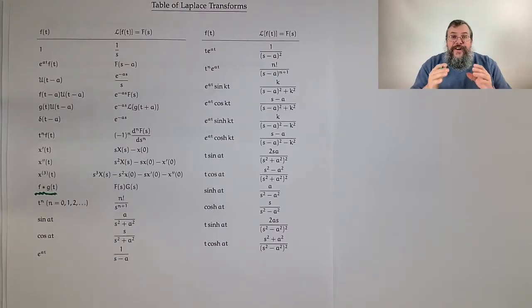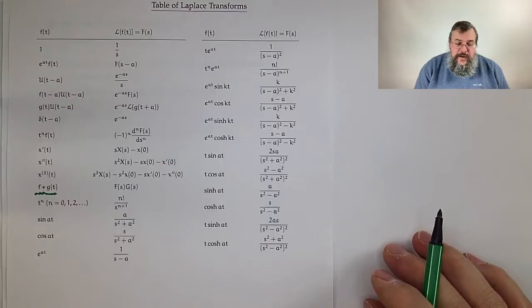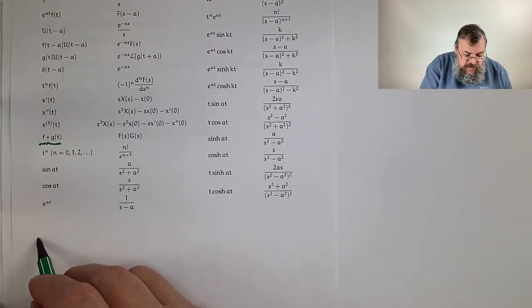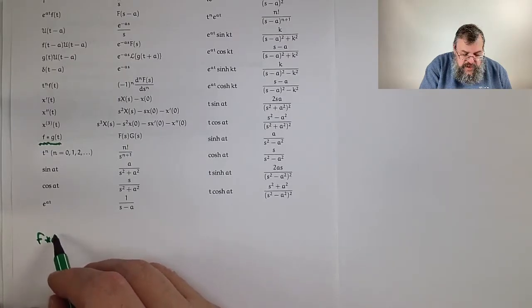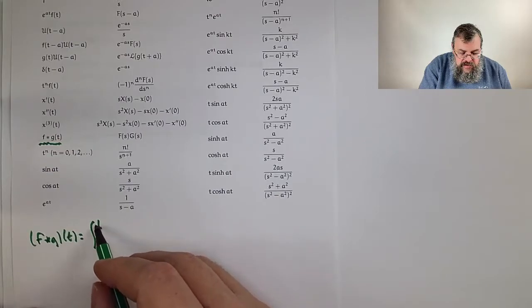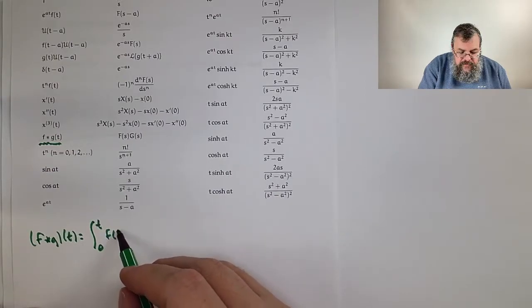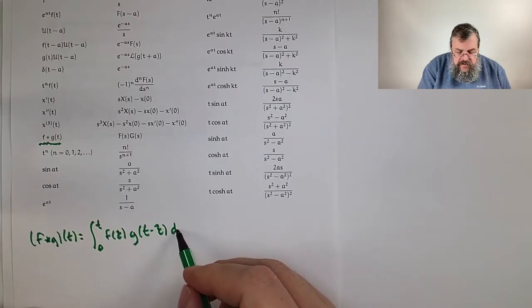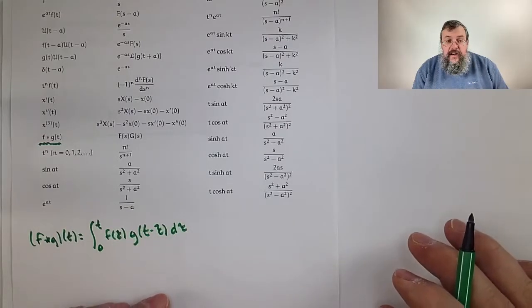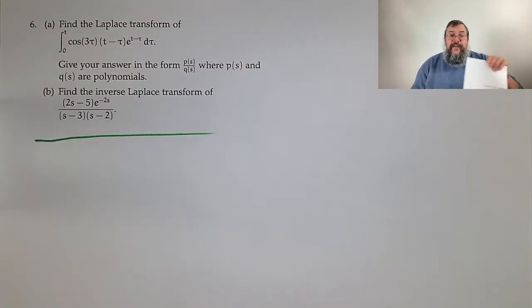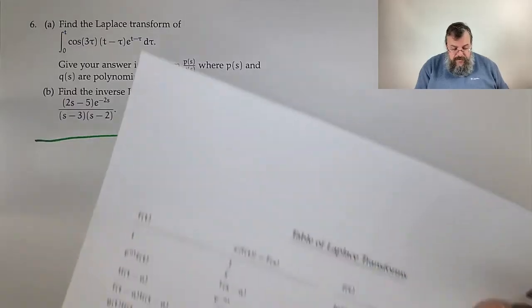F star G. That's convolution. And what do we need? Well, we need to know what F star G represents. So F star G of t is the integral from 0 to t of f of tau g of t minus tau d tau. And if you look, that's what we have. Okay, great. So we see this is a convolution.